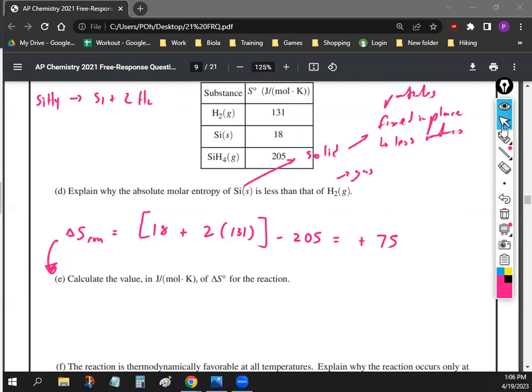Okay, any questions on part E? So part D, we did this earlier. Solid silicon has less entropy because it's a solid. Solid particles are fixed. There's less randomness, which means the S value is lower. Okay, for part E, we just use this table. We do products, this side right here, minus the reactants. That's it.